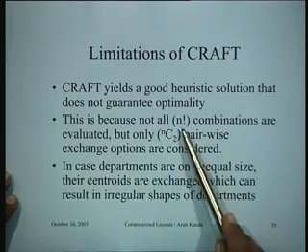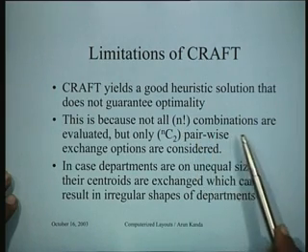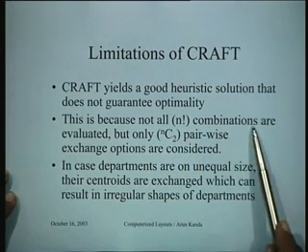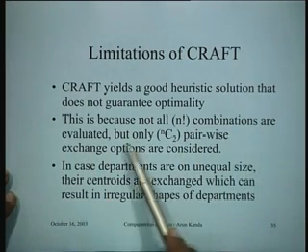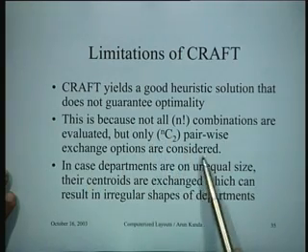Why is this? This is because if there are n departments, there are n factorial ways in which you can generate new layouts. So instead of generating n factorial combinations, we are actually using at each iteration only NC2 pairwise exchange options, which are considered.